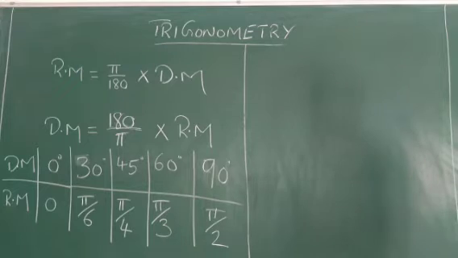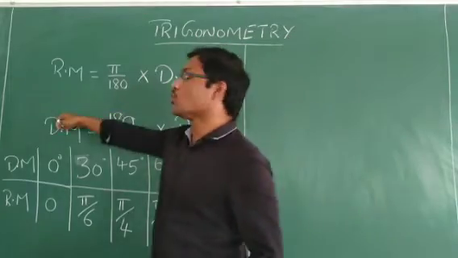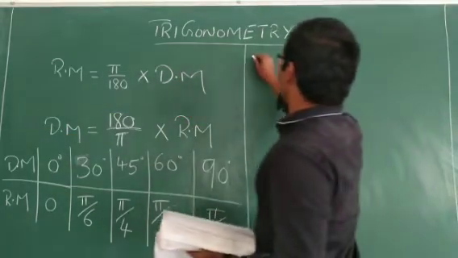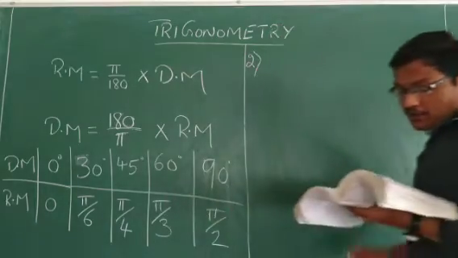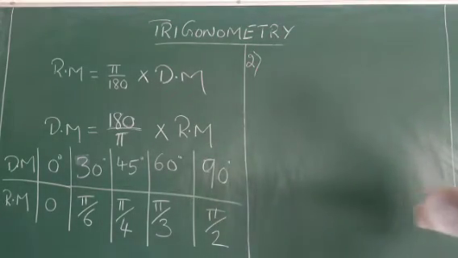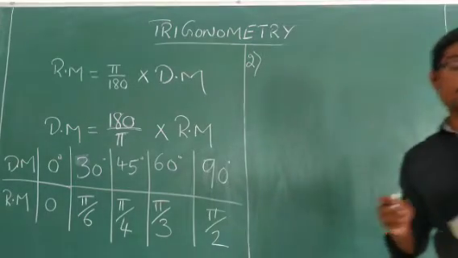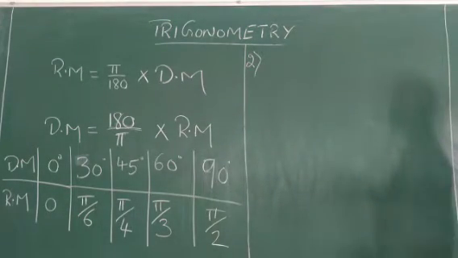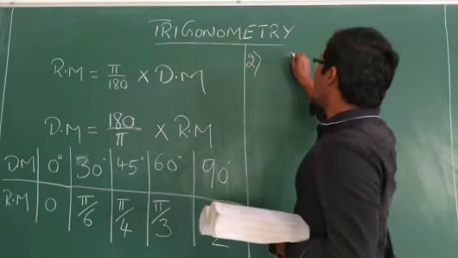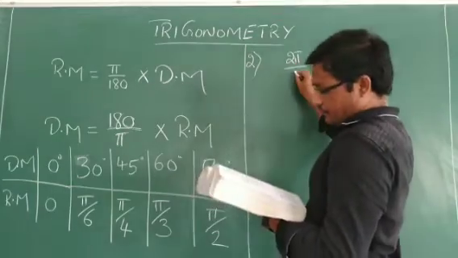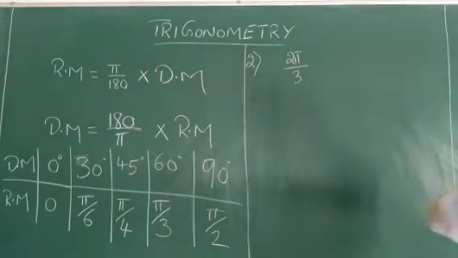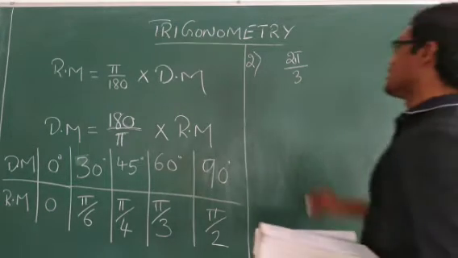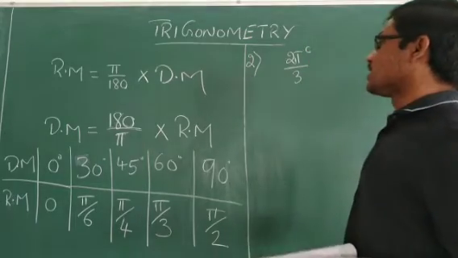Now let's take another problem, how to convert from radian measure to degree measure. That is the second example from your textbook: convert the following angles measured in radians to degrees. We have to convert from radians to degrees. Take one example, 2 pi by 3. 2 pi by 3 is given, and we have to convert this into degree measure. This is in terms of radian measure.